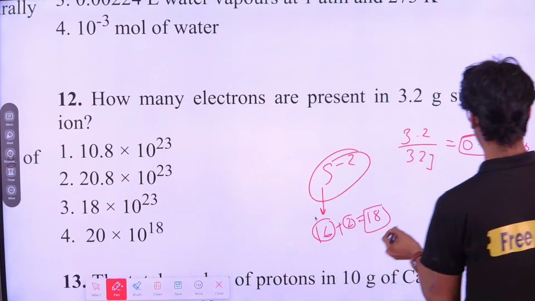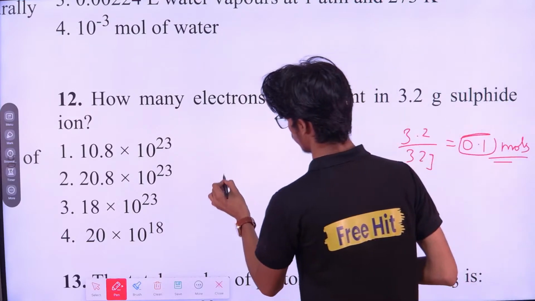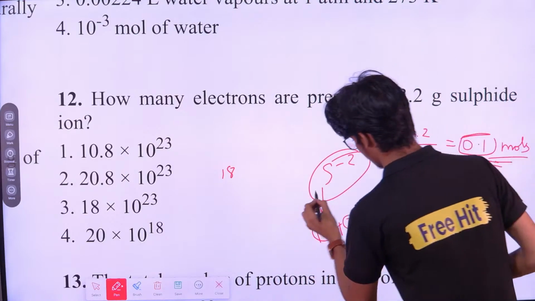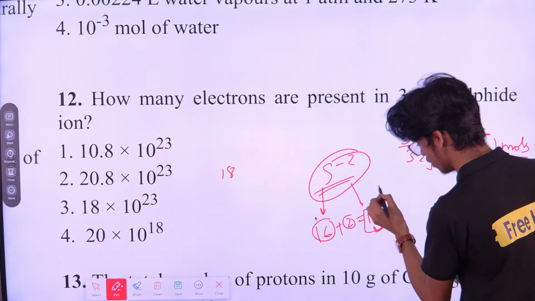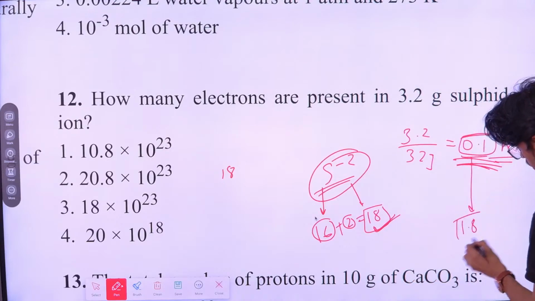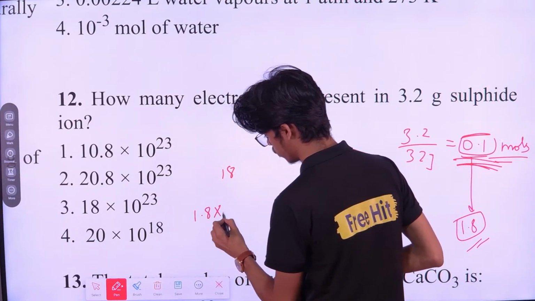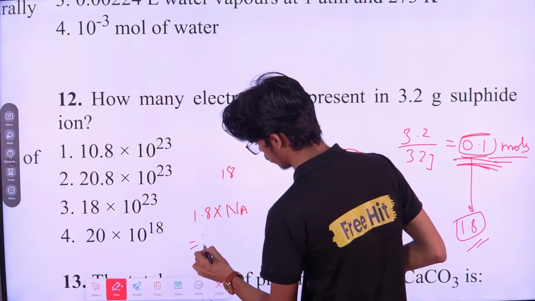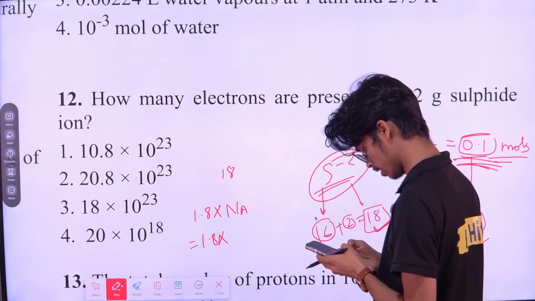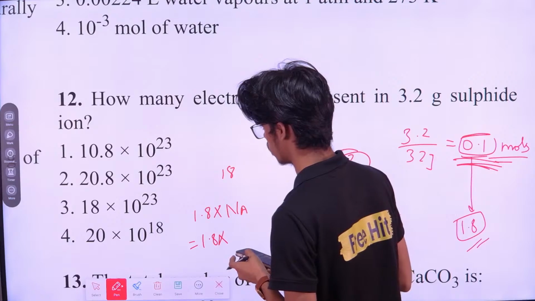Let's see, 18 into 0.1 moles. 1 mole of S2 negative has 18 moles of electrons. So 0.1 mole has 1.8 moles. Got it? Now 1.8 moles of electrons is how much into Na? Let's calculate it. 1.8 into 6.022, that is 10.83.